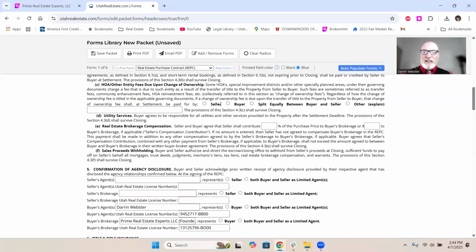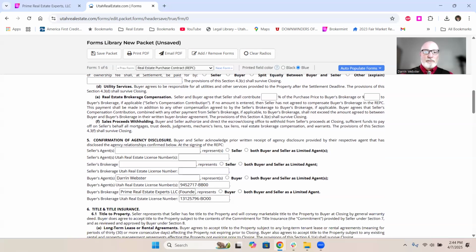Who's going to pay that? The seller, the buyer, or split it? Some HOAs don't allow the seller to pay. It's written in the CCRs, and your buyer is going to have to plan for that as a closing cost at settlement. Sometimes they can negotiate with the seller for that in terms of a seller credit. Okay.